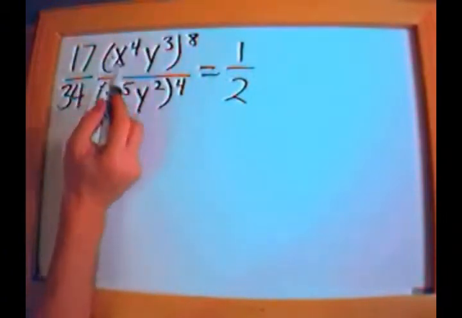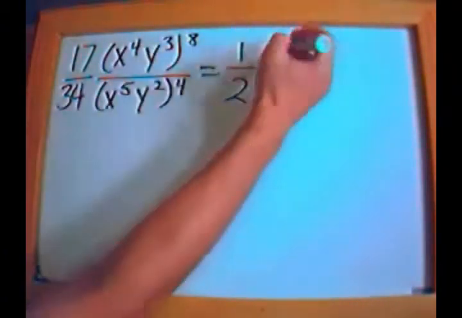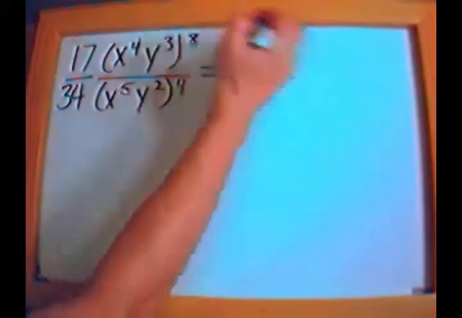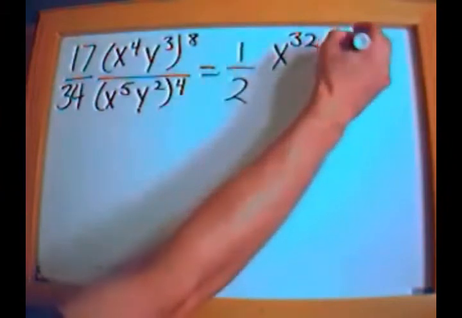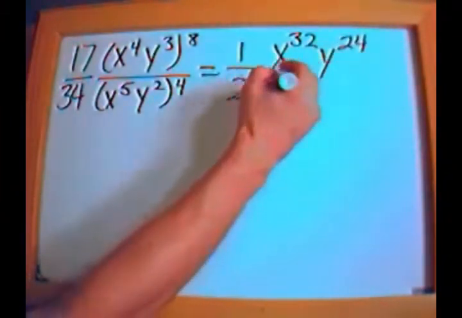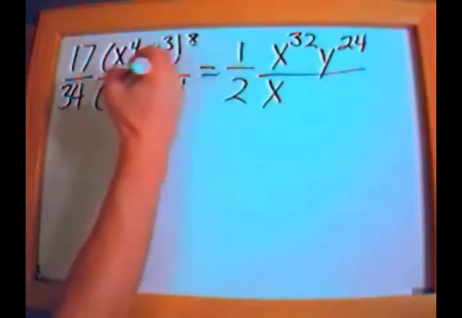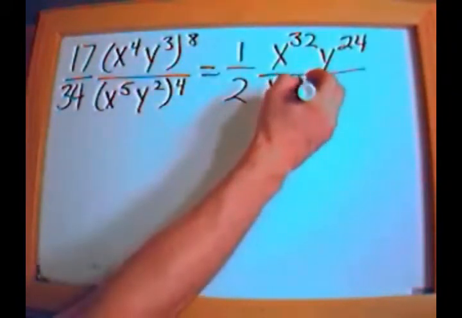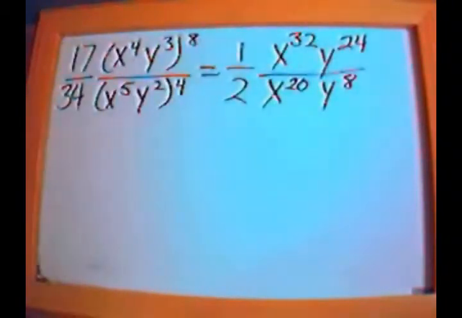I'm going to distribute this 8 in, because I've got to deal with the parentheses first. Distribute this 8 in. That gives me x, 8 times 4 is 32, times y, 8 times 3 is 24, divided by x, 5 times 4 is 20, times y, 2 times 4 is 8. Okay? So far so good.